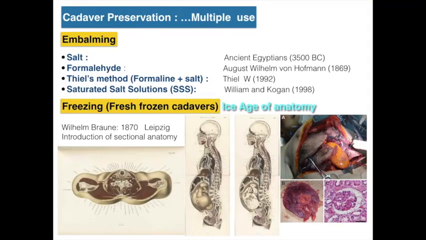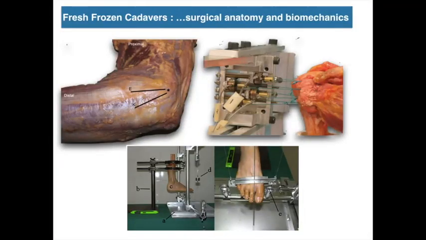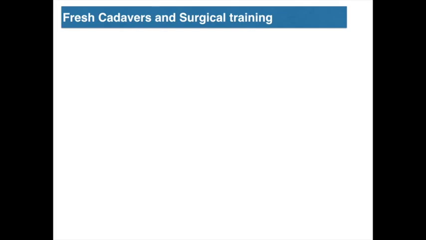After 1 week, he returned, and he found the body was frozen. And he started to work on this frozen body, and he could describe a method of freezing dead bodies to preserve them. And he also described what we call sectional anatomy. He cut the body into different pieces to make sectional anatomy. This was the first attempt in 1870. After that, fresh frozen cadavers were used in different labs. And now in the downstairs lab, you will see the fresh frozen cadavers. They are used in biomechanical studies, in surgical studies, and all of that.